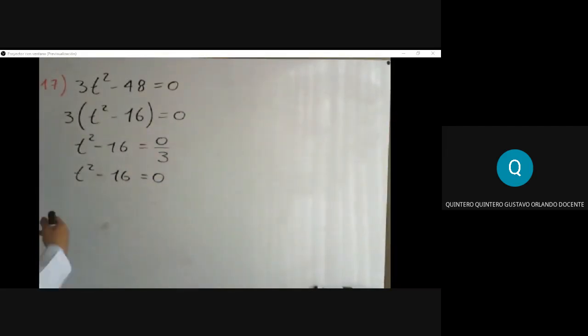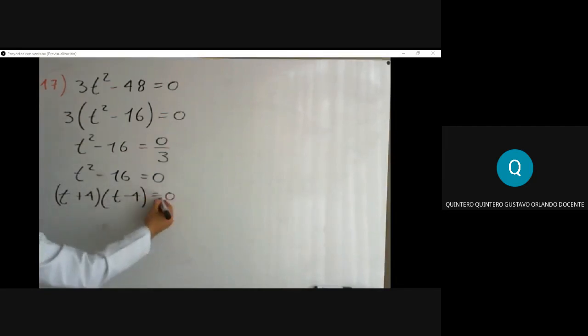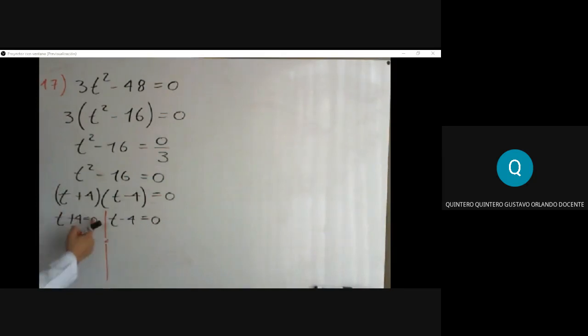I love doing factorization, so I'm going to factorize. By factorizing this, I'm going to have t plus 4, this is the first factor. And the second factor is going to be t minus 4. Both equal to 0, because we just factorized this part, and the equal to 0 is the same as the one on top. From here, since we have a factorization, we can open these two again. We're going to have t plus 4 equal to 0 and t minus 4 equal to 0, the first factor equal to 0, the second factor equal to 0, right?